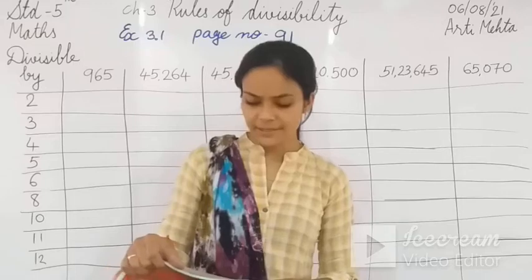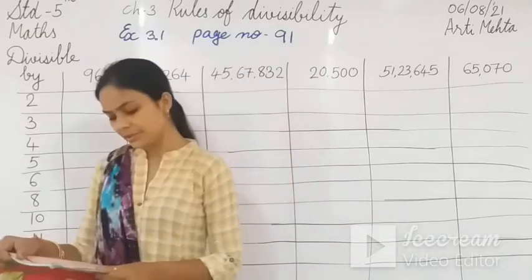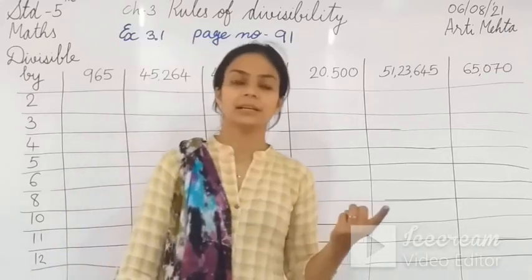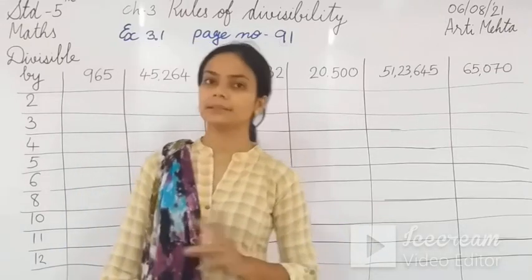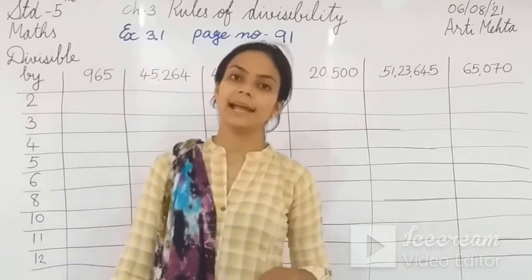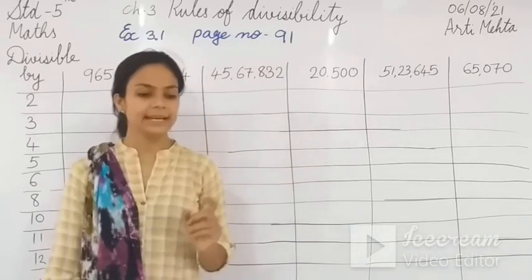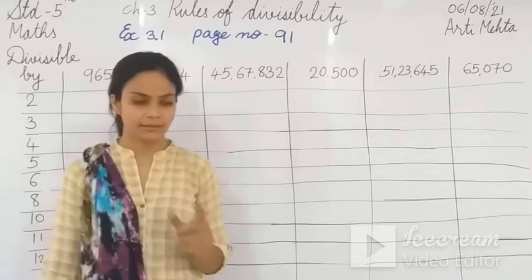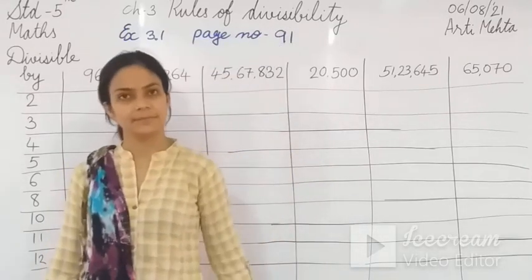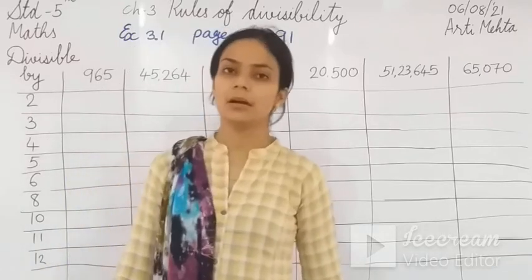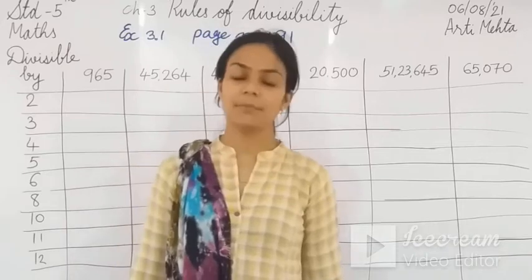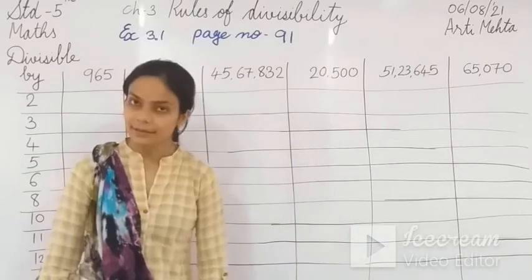Divisibility by 9: a number is divisible by 9 if the sum of the digits is divisible by 9. In 3, what was it? The sum of the digits divisible by 3. In 9, it is the same: the sum of the digits divisible by 9. If the sum of the digits can be divided by 9, then it is divisible by 9.